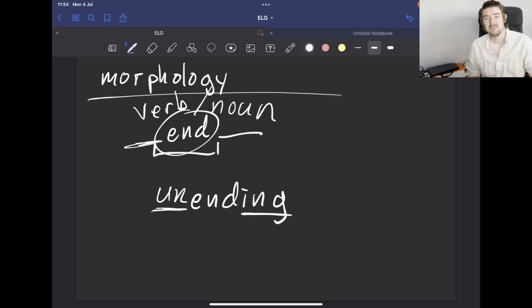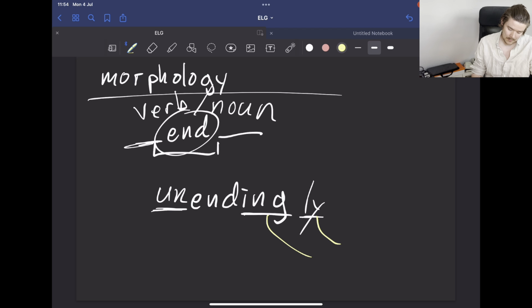Are there any other morphemes we can add to this? Yeah. Do this. Unendingly. So if I say the hunger continued unendingly, that means the hunger continued in a way that did not end or seemed not to end. So all of these are morphemes.